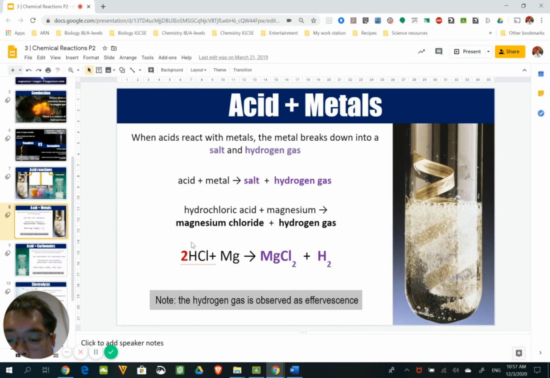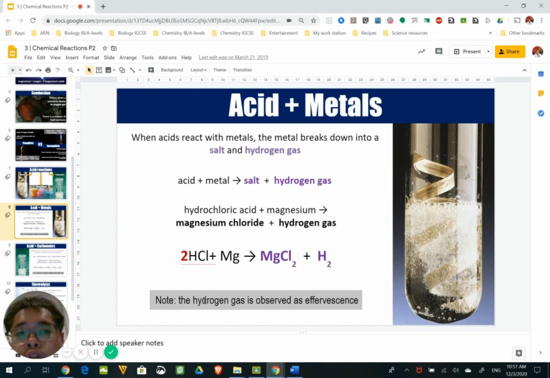So whatever you have from the left-hand side will be equivalent to the right-hand side. I wouldn't worry too much, but if you look at this and some of you are quite sharp, you'll be able to see that both sides are balanced: two hydrogens, one magnesium, and two chlorine. Hydrogen gas here is produced as a byproduct to denote that the chemical reaction has occurred.